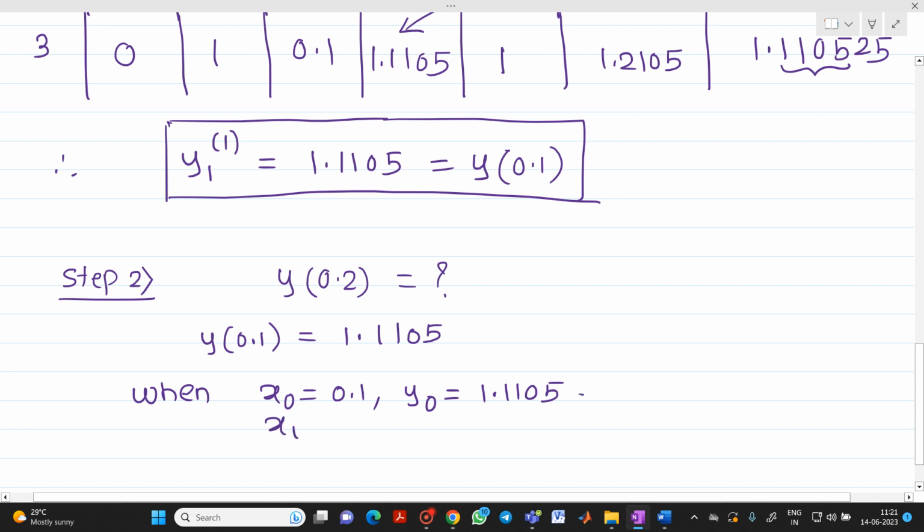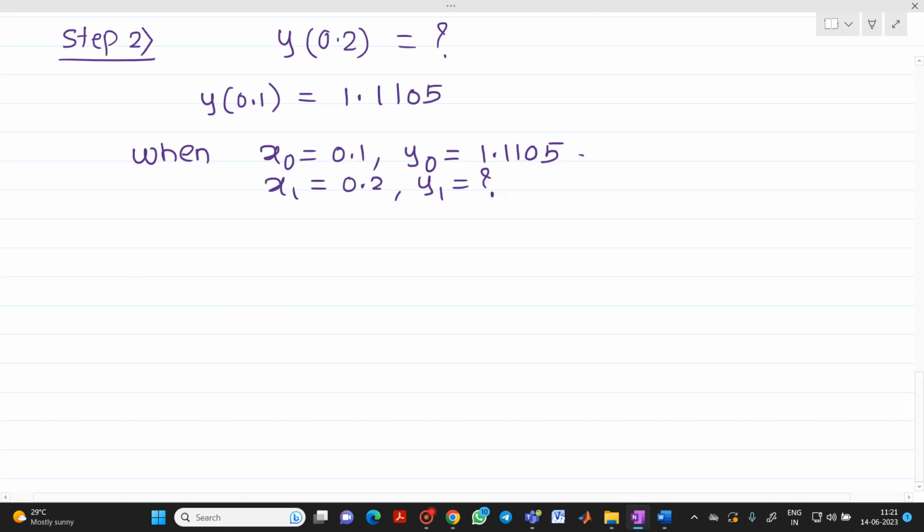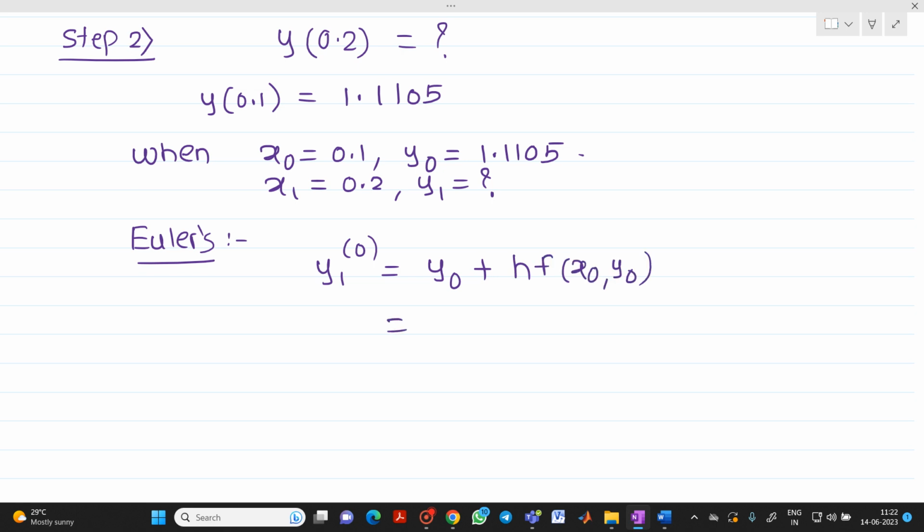So when x1 is equal to 0.2, what is the answer of y1? That we have to determine. So again we are going to use Euler's formula. So what is Euler's formula? y1 of 0 will be equal to y0 plus h into f of x0 comma y0. So what is the value of y0 here?